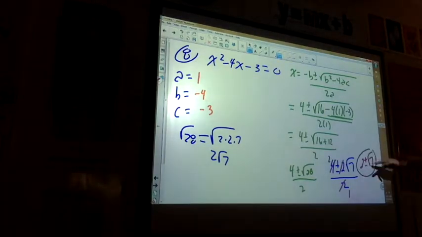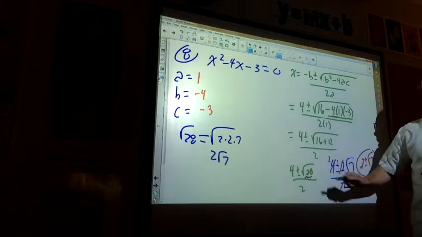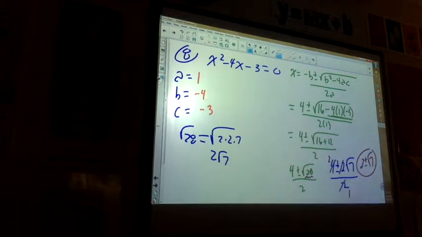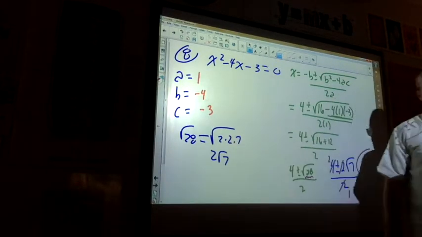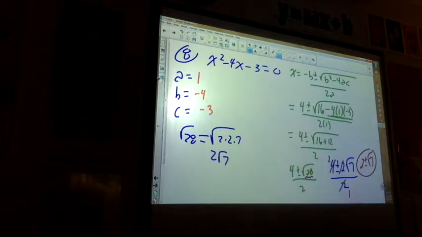How many answers are right there? 2. 2 plus root 7 and 2 minus root 7. All right. How do you know when you can simplify? Well, you just have to look at the radicals, see if you can have any perfect squares in there. So if over here it came out like 2 times 13, it's not going to go any further. The quadratic formula is what they use when they can't factor.